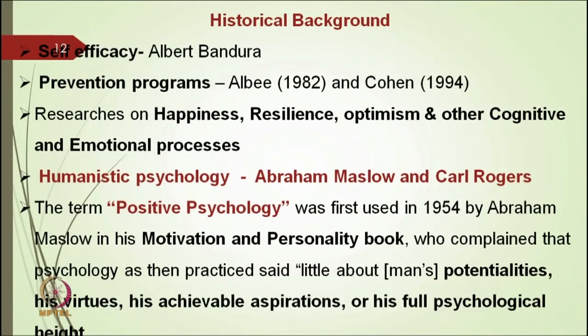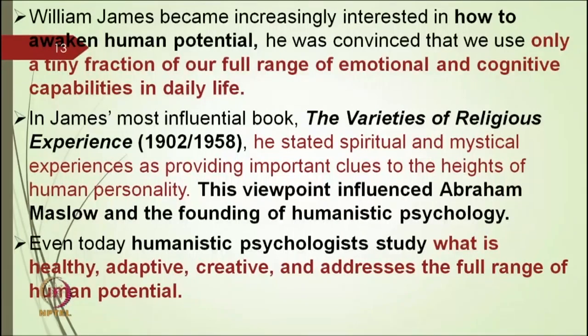So, even before Seligman, who will be discussed in the next class, scholars realized that we are comparatively focusing less on positive aspects of human behavior. Abraham Maslow was highly influenced by William James. William James became increasingly interested in how to awaken human potential. He was convinced that we use only a tiny fraction of our full range of emotional and cognitive capabilities in daily life. In James' most influential book, The Varieties of Religious Experience, he stated that spiritual and mystical experiences provide important clues to the heights of human personality. This viewpoint influenced Abraham Maslow and the founding of humanistic psychology.